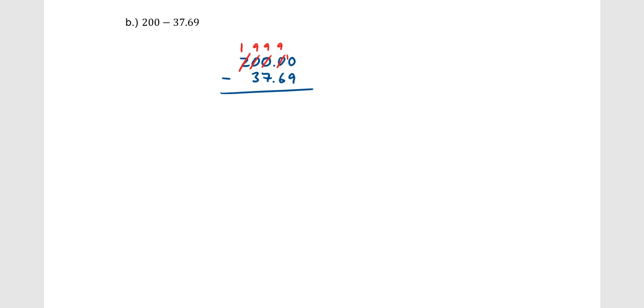So now we can do it just like we did it before. 10 minus 9 is 1. 9 minus 6 is 3. 9 minus 7 is 2. 9 minus 3 is 6. And then 1 minus 0 in this case would be 1. Okay, so this answer ends up being 162.31.